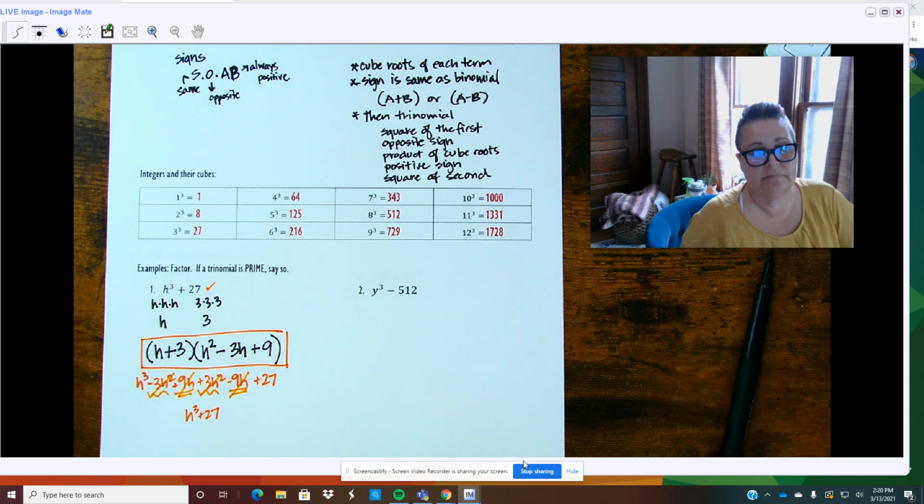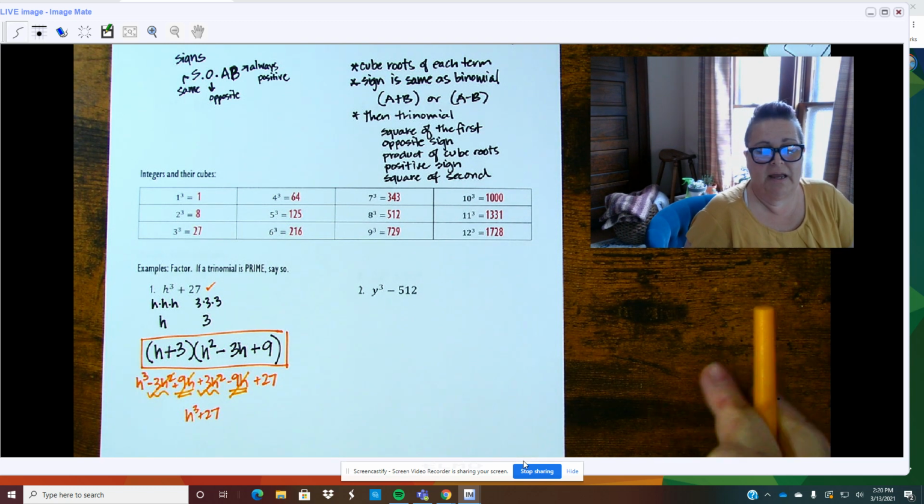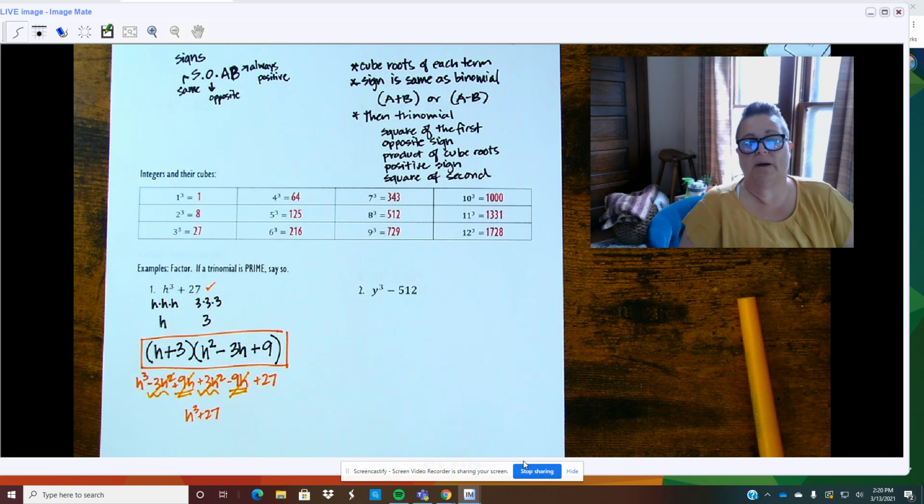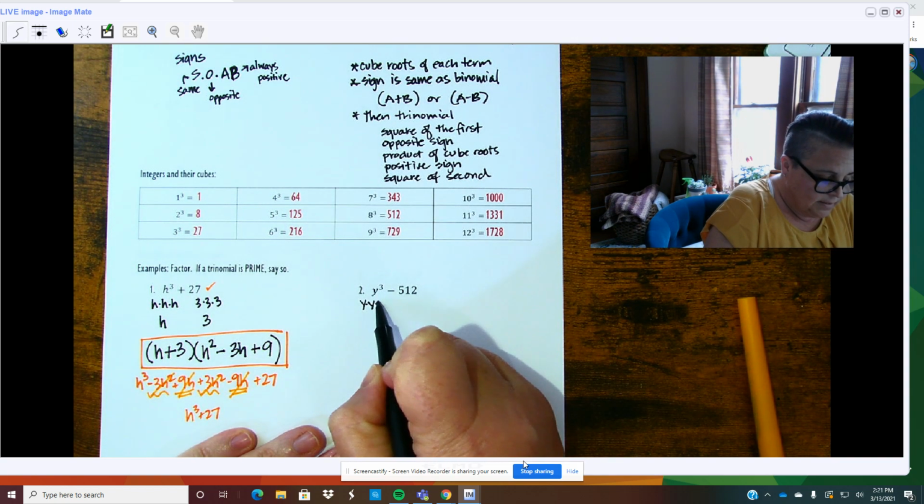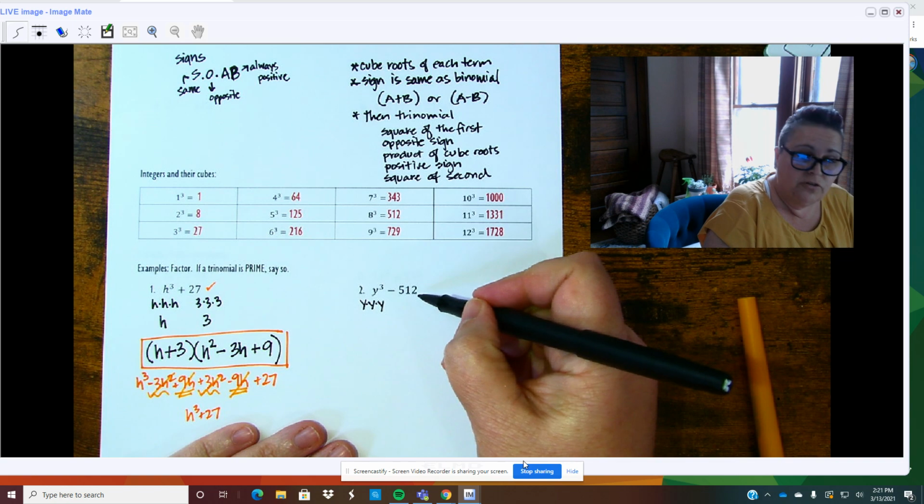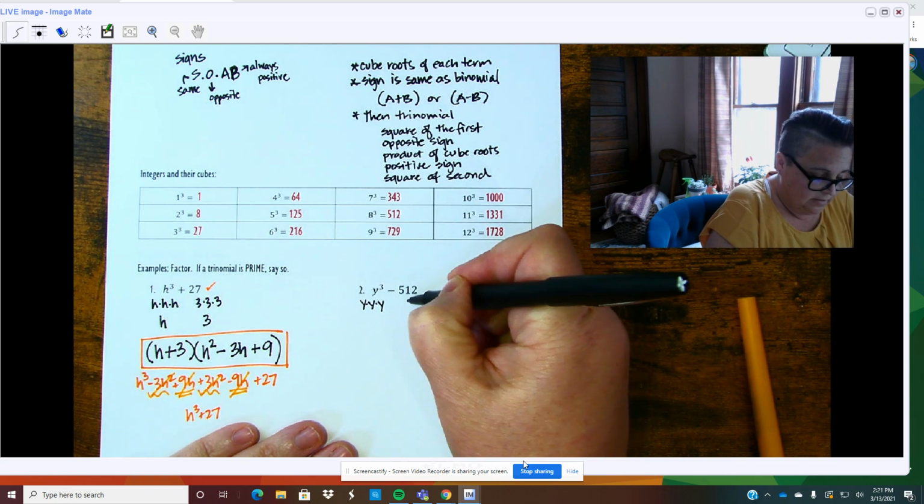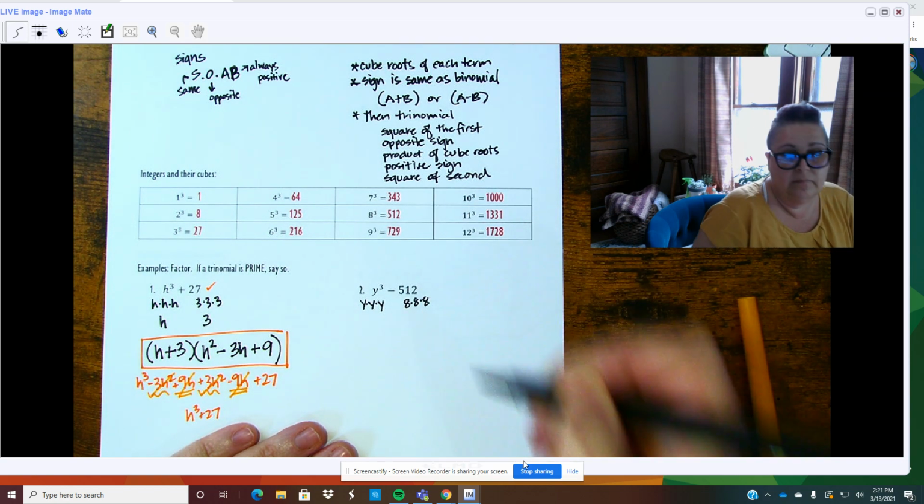All right, let's try a second one. Here I have y cubed minus 512. This is a difference, so I do have to consider difference of squares. But y cubed is not a perfect square, and 512 is not a perfect square. So difference of squares, the pattern we practiced last problem set, is not going to work here. I do notice that y cubed is a cube, y times y times y, and that 512 is a perfect cube of 8, so 8 times 8 times 8.